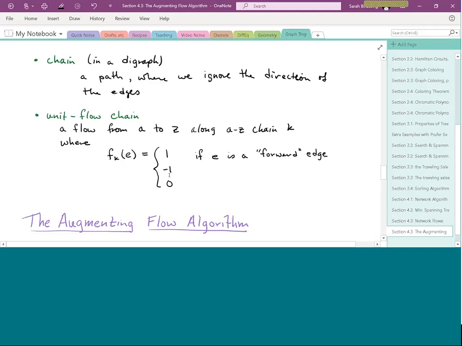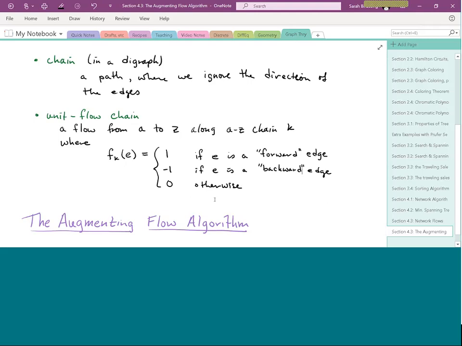Now, any guesses when you use the -1? Any guesses when the -1 would happen? +1 was when we traveled along an edge in the same direction as the directed edge. Yep. So the -1 would be when you go along an edge in the opposite direction of what you're supposed to. And we are totally going to call it a backwards edge. So we're going in the opposite direction of what we're supposed to on our directed edge. Now, if you look at any edge that is not in the chain, so edges that we didn't care about, not on the path we cared about, those are 0 in a unit chain flow.